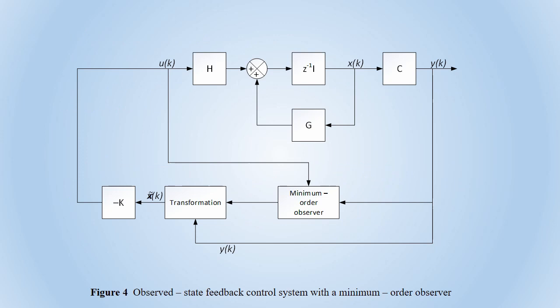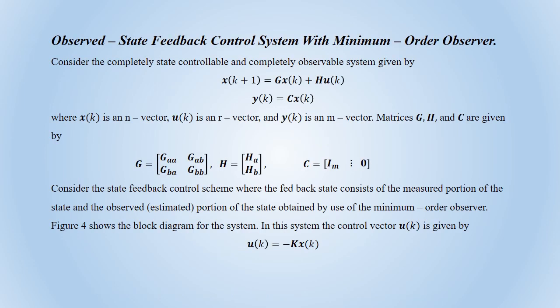And this is nothing but the minimum order observer. So for the minimum order observer, once again we take the input u of k, y of k, and we have a certain transformation with the help of y of k, and we estimate x tilde of k, that in turn we multiply with the state feedback vector, and in turn it will provide the input u of k. So this is the schematic diagram of the minimum order observer, and these are some dynamics.